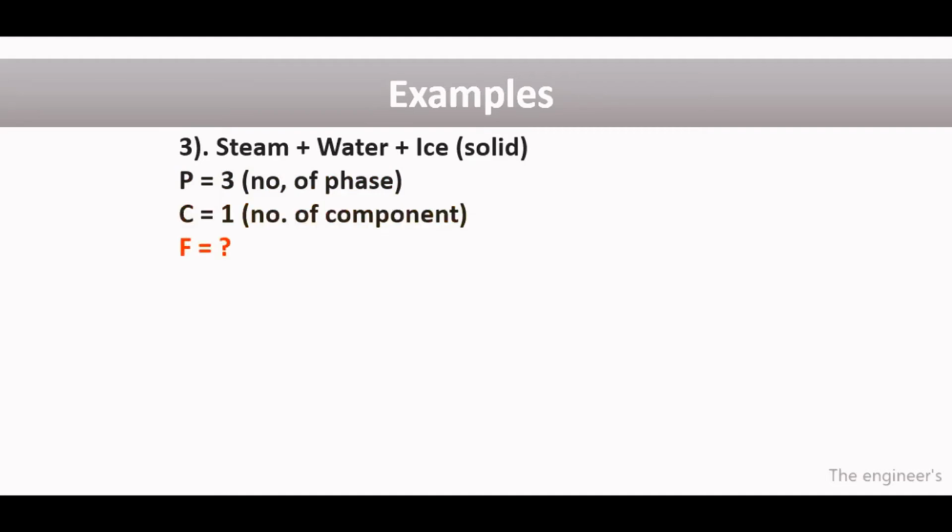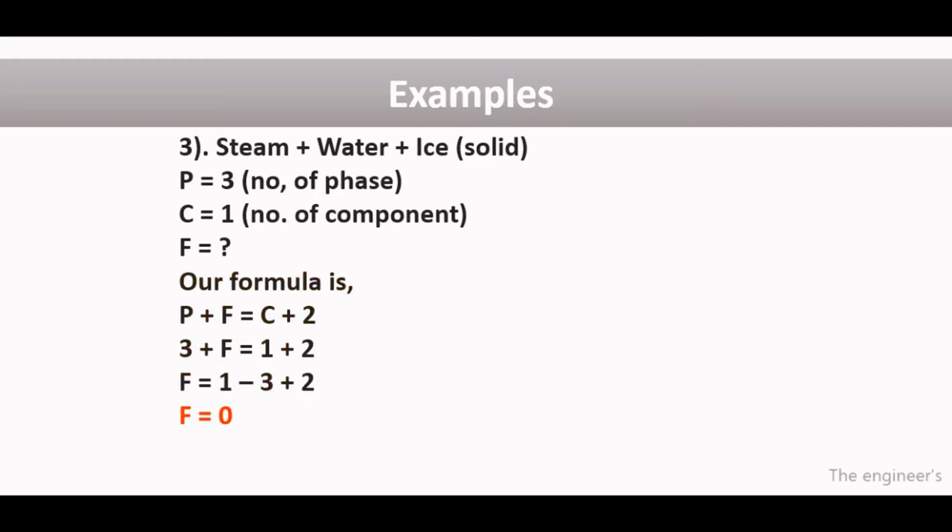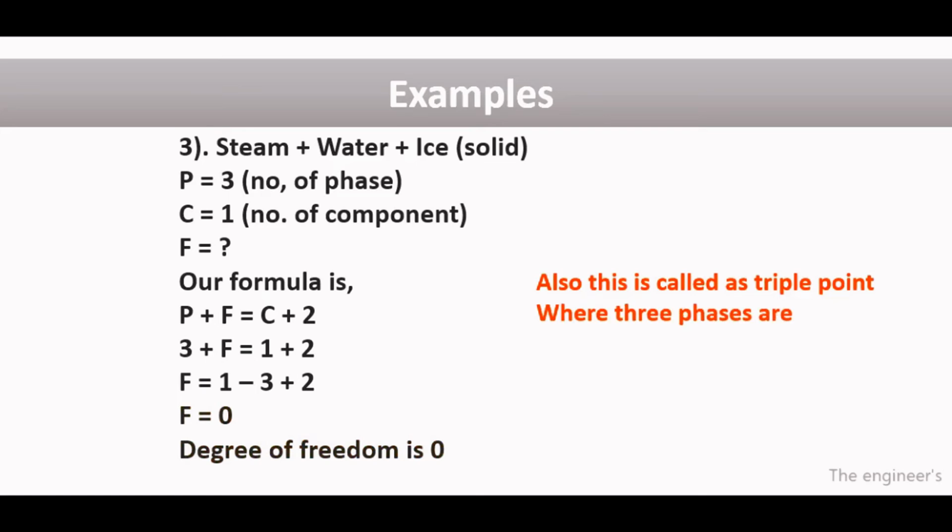In this example, we also find F, that is the degree of freedom. Our formula for finding the degree of freedom is P plus F is equal to C plus 2. Just put the values of P and C and simplify this equation. We get the value of F, that is 0. So our degree of freedom is 0 for steam plus water plus ice. When the degree of freedom is 0, it is also called the triple point, where 3 phases coexist.